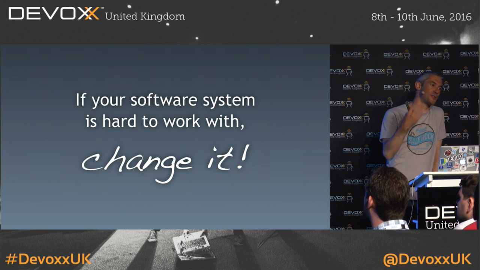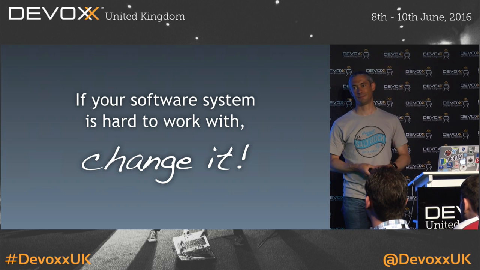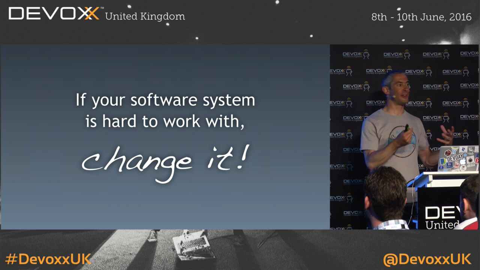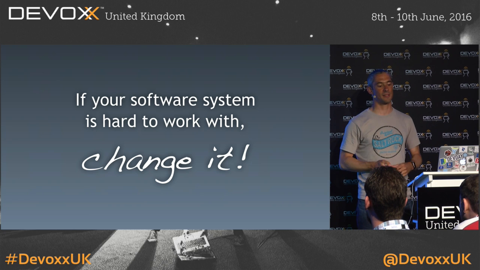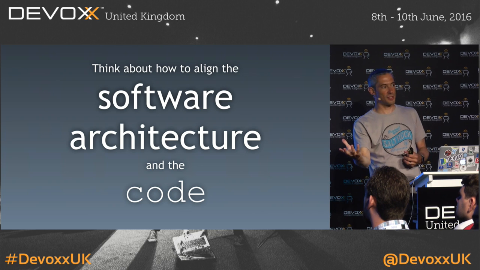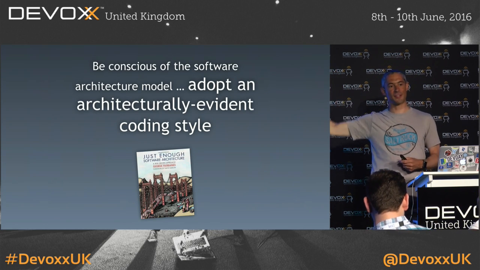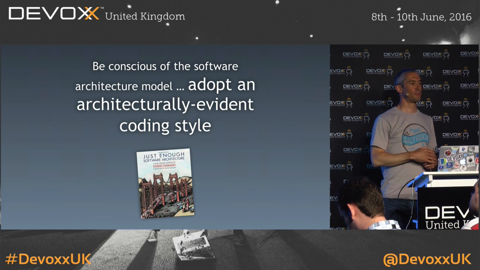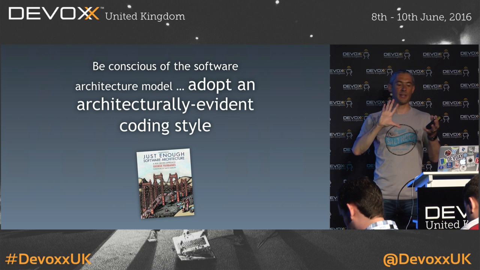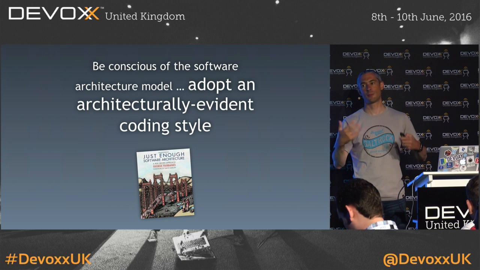A couple of slides to finish with. If your software system, if your code base is hard to work with, change it. Some of the things I've spoken about here are really, really easy to do. They're really simple refactorings inside a monolithic code base. And a lot of this comes back to aligning how you think about the architecture of your system with what the code actually looks like. Definitely go read up on George Fairbanks' architecturally evident coding style. Naming conventions, annotations, namespacing and packaging. There are lots of ways we can get those architectural ideas into our code base to create more well-structured, more modular monoliths.